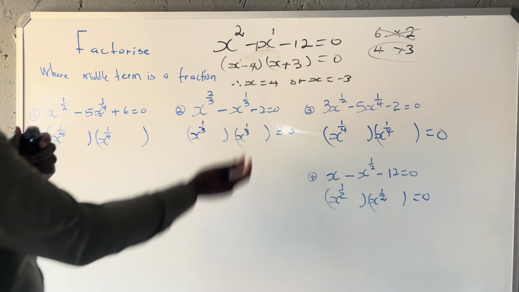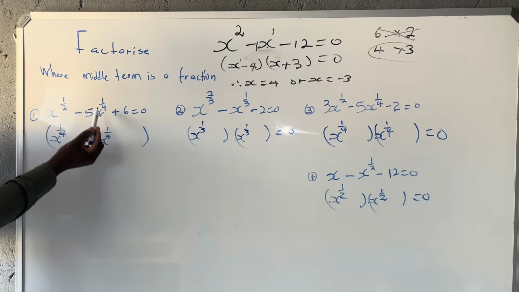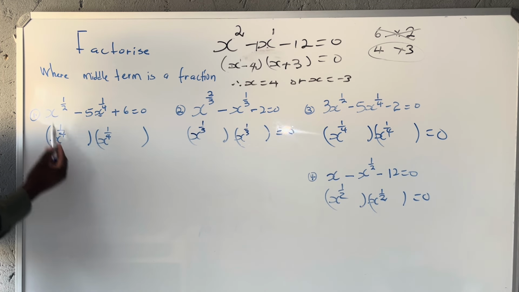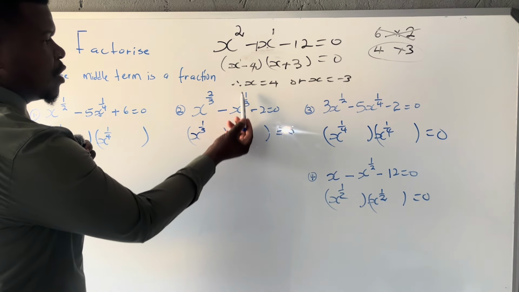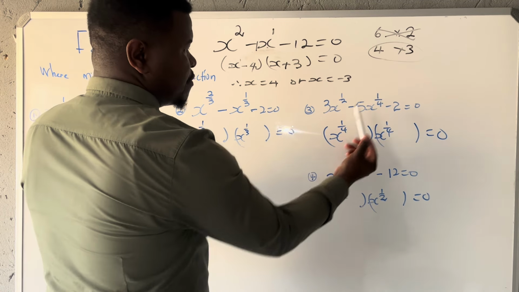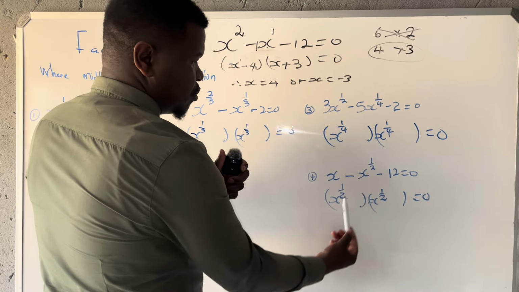You see, everything here, the middle term is x to the power 1 over 4. I put 1 over 4 everywhere because I know if you multiply, it's going to give you that. Here we're having 1 over 3. I put 1 over 3 everywhere because it's going to give us that. 1 over 4, same thing. 1 over 2, same thing.